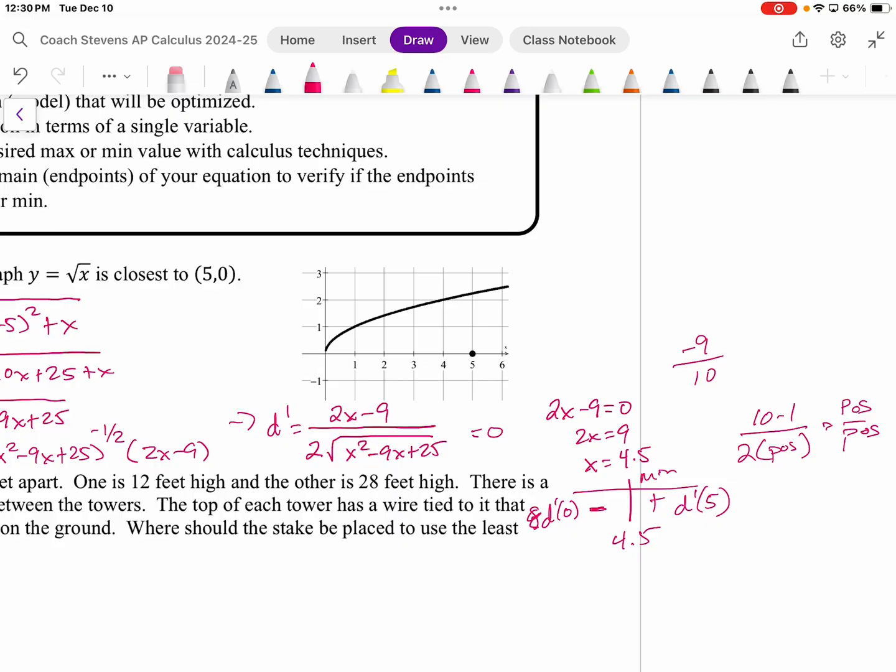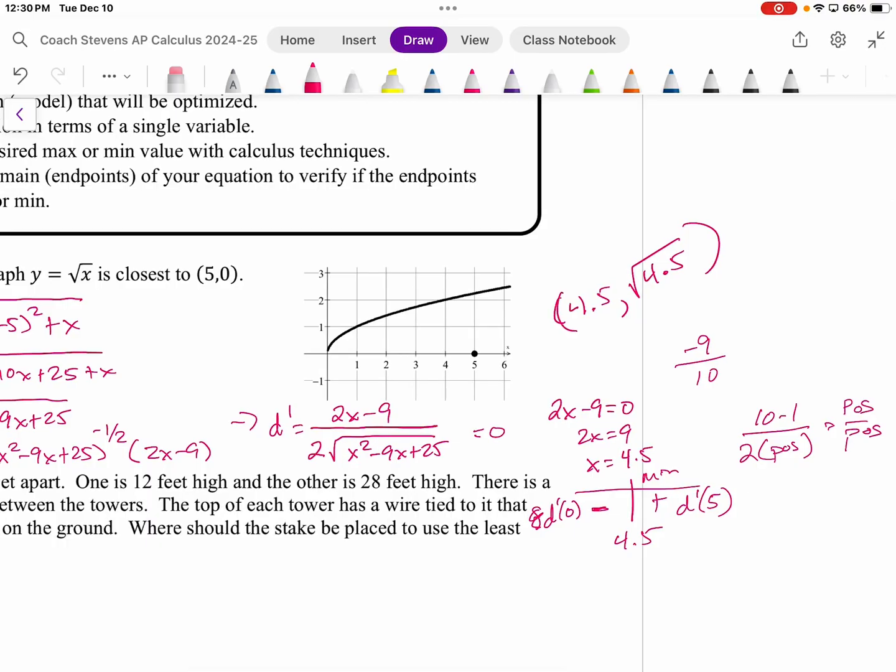What point is the closest to (5, 0)? Well, it's the point (4.5, square root of 4.5). That is the ordered pair that is the closest. Because again, it said what point, which means I need to label the ordered pair. It didn't say what x value, it said what point. So I need to make sure I label the entire ordered pair. That should come up in a second or so.